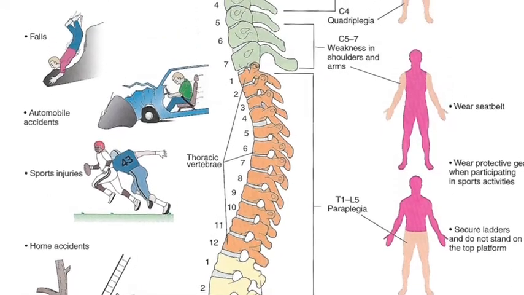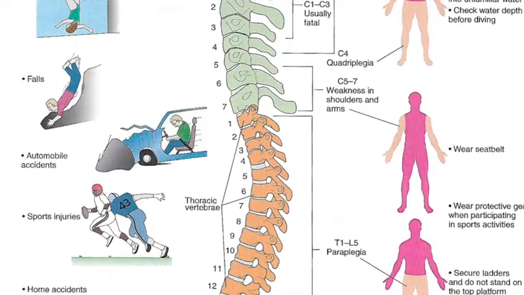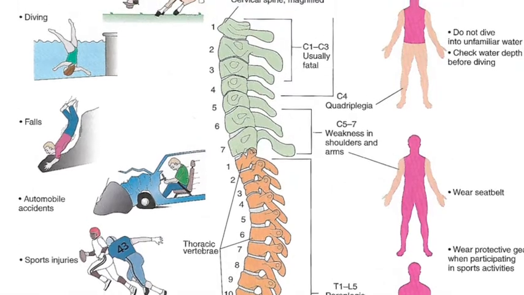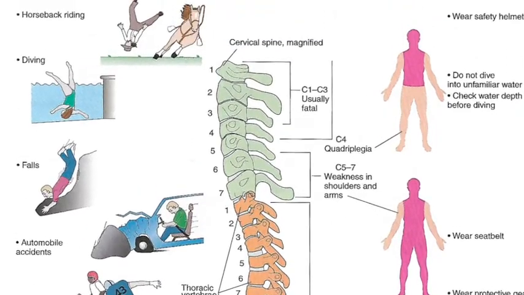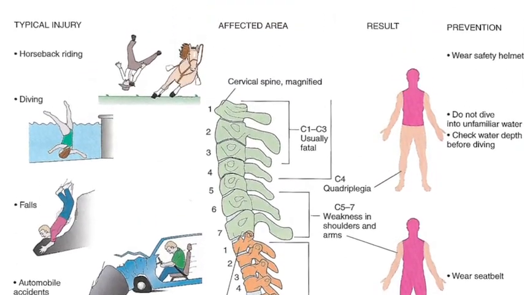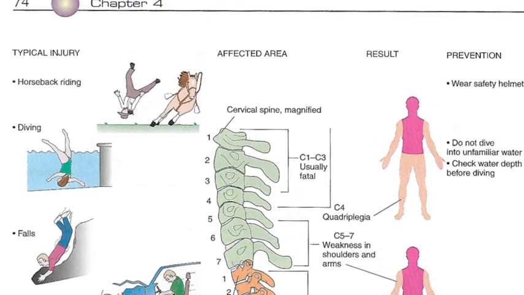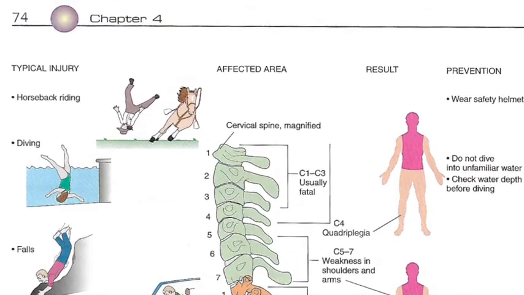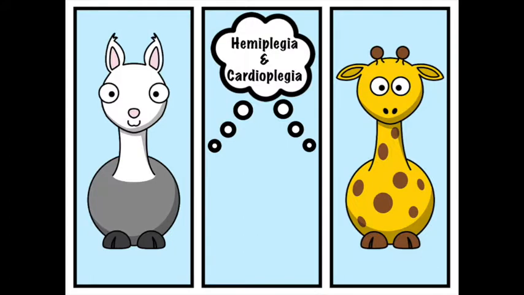Quadriplegia is the paralysis of all 4 extremities. Quadra meaning 4 and plegia meaning paralysis. An SCI involving the cervical vertebrae causes quadriplegia. If the injury is above C5, it also affects respiration. Hemiplegia is the total paralysis of one side of the body. Hemi meaning half and plegia meaning paralysis.